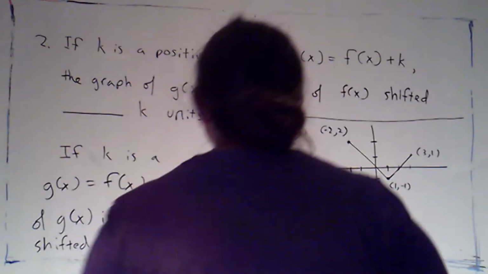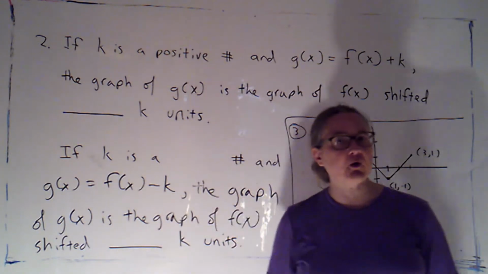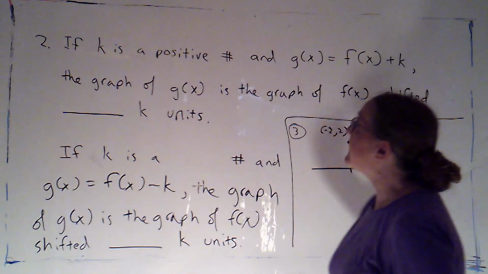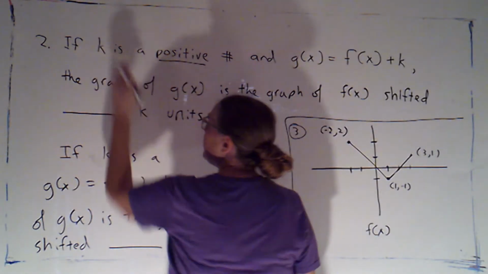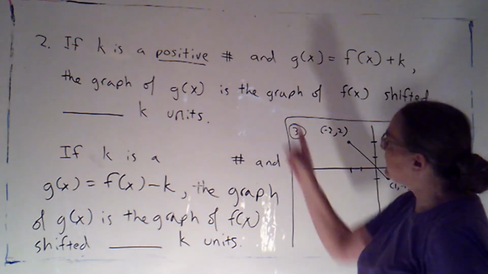I've got problems 2 and 3 up on the board here. Problem 2 just asks us to fill in the blank to summarize the pattern that we just noticed. So it says, first of all, if k is a positive number, so I'm telling you that it's positive. Just writing k wouldn't be enough for me to know whether it's positive or negative. But I'm telling you it's positive.